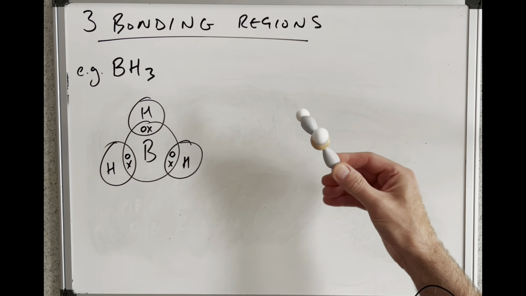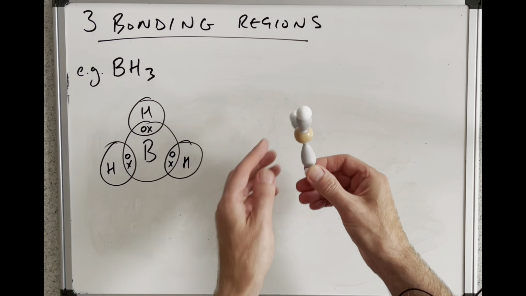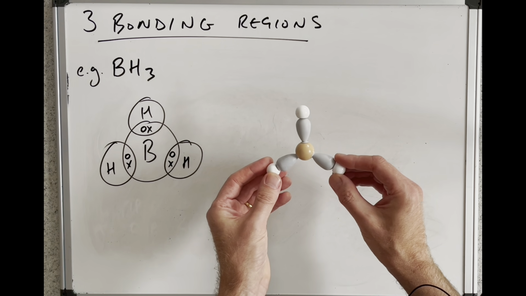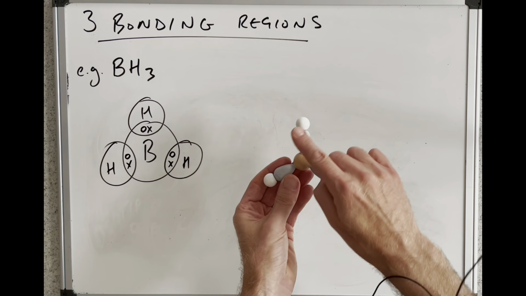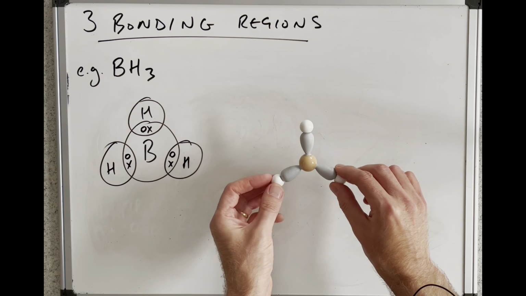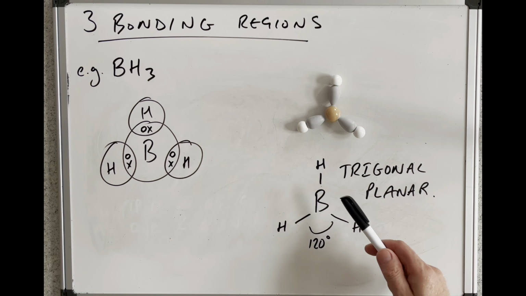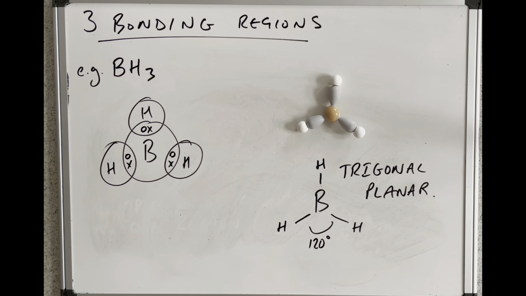So you can see that everything is in the same plane. So it's a flat molecule, so we call it a planar molecule. And because we've got this triangular shape here, we call it trigonal planar. So there's the shape diagram there. There's a couple of extra points I need to make here.